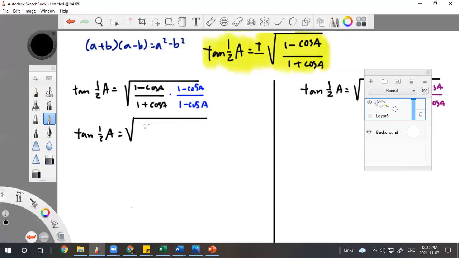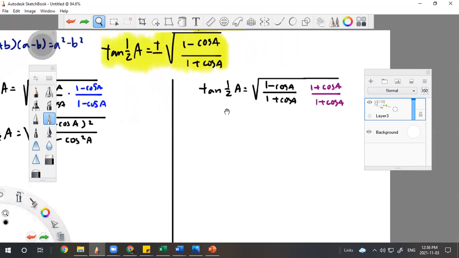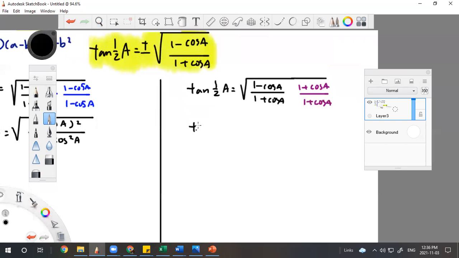1 minus cos kali 1 minus cos, jadi 1 minus cos A bracket square. Ini 1 plus cos kali 1 minus cos, jadi 1 minus cos square A, right? Karena a square minus b square. Yang kanan juga sama, tan half A. Tapi bedanya, atasnya 1 square minus cos square A, so 1 minus cos square A, over 1 plus cos digabung.